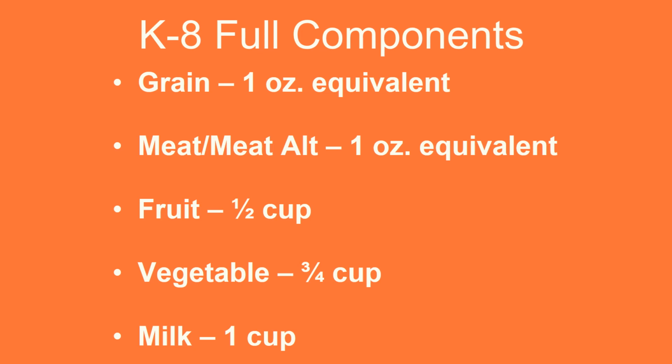K through 8 full components. A grain is a 1-ounce equivalent. Meat or meat alternative is a 1-ounce equivalent. Fruit is a 1/2 cup. Vegetable is 3/4 of a cup. And milk is 1 cup.